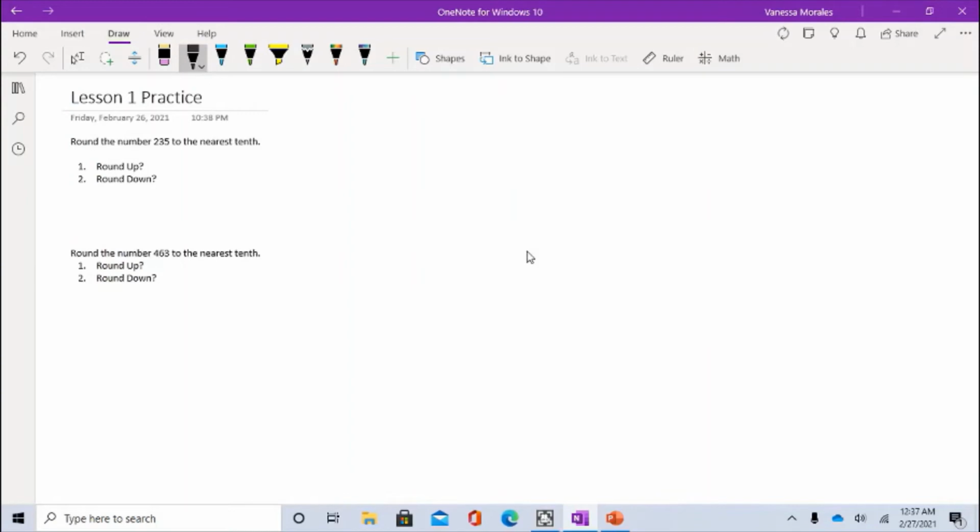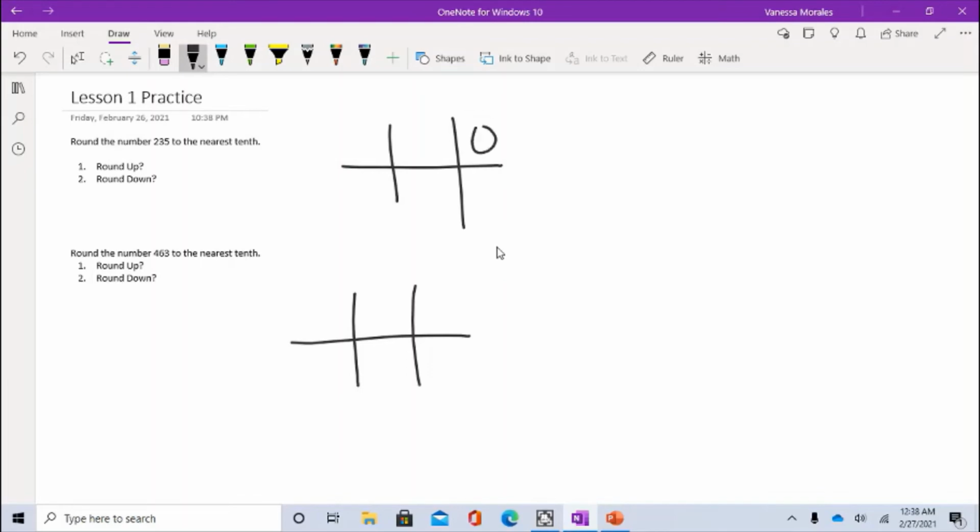Let's begin our Lesson 1 practice, boys and girls. So for this practice, I'm just going to do 2 quick examples, and these should be able to help you complete your assignments. So let's begin with number 1. Round the number 235 to the nearest tenth. Let's first begin by drawing our place value charts. I'm going to go ahead and set it up for both of the problems. Okay, so now I'm going to go ahead and start labeling. So ones, tens, and hundreds.